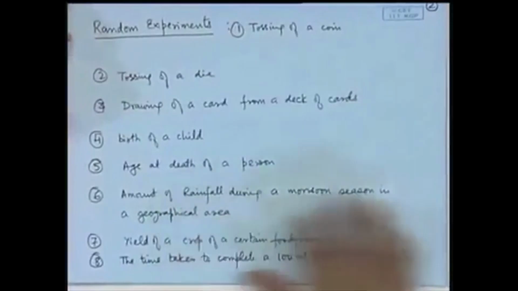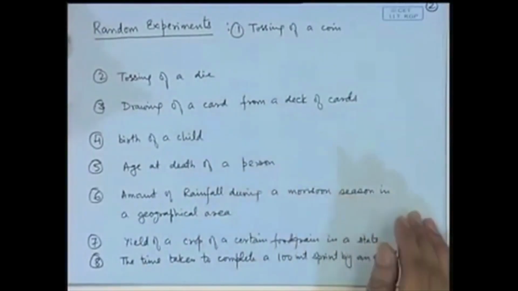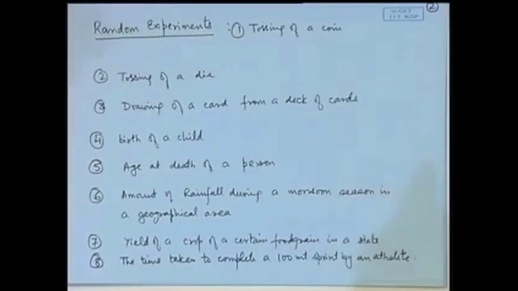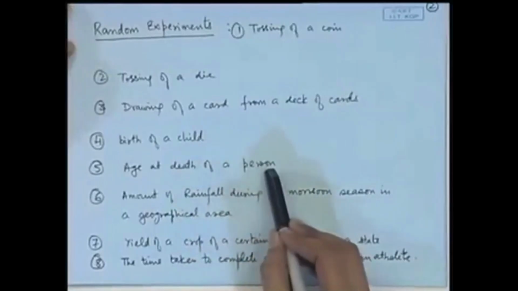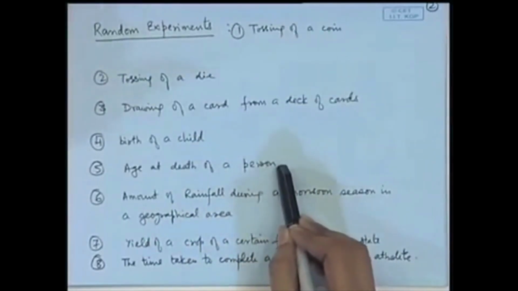For example, consider the birth of a child, or the age or death of a person. Now, these phenomena are extremely useful in practice. For example, insurance companies, when they propagate a life insurance policy, are very much interested in what premium they have to fix. Now, how to decide about the premium?